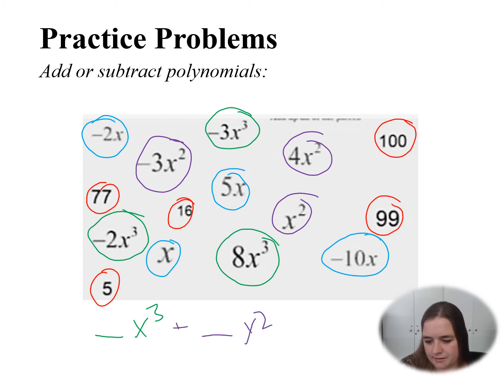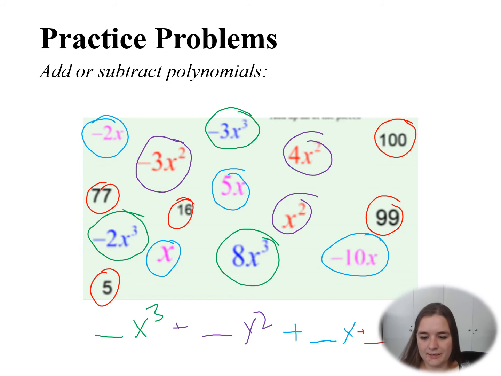X squareds. I'd have my blue x's, and then I'd have my constants. And that'd be it. I couldn't combine them any farther because at that point I would not have like terms. So this one here just shows you the same thing, different colors, but we can put together our like terms and only our like terms.